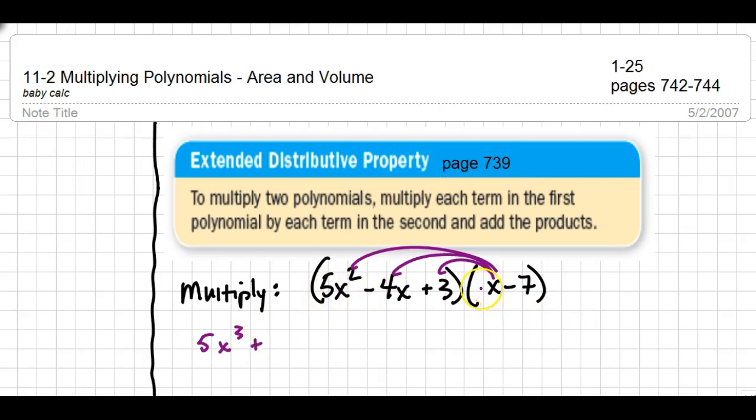Now we're going to take x times -4x. So that's -4x squared. And x times 3 is 3x. Again, you don't need to worry about like terms here because it's multiplication. Now I'm going to do the -7 times everything in the first. I'm going to start on the left. -7 times 5x squared. It's -35x squared.